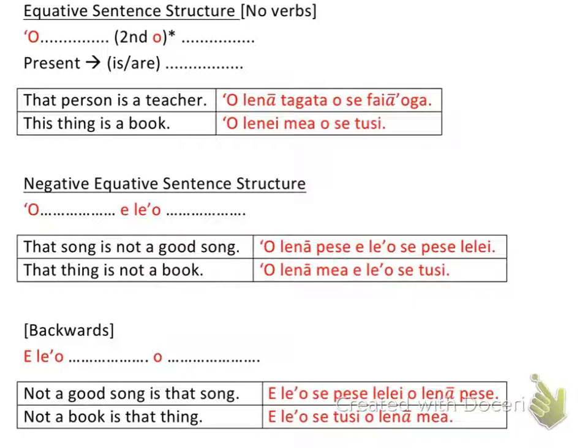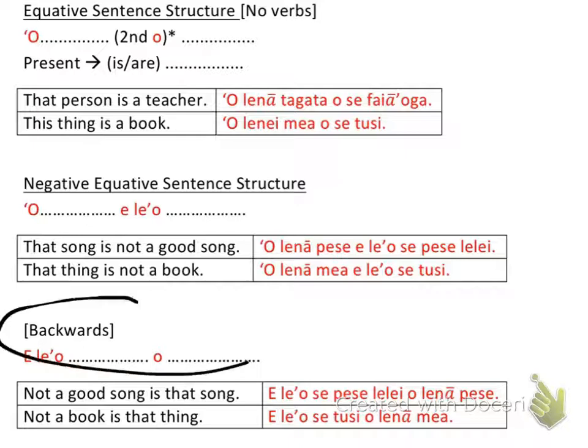Again, I want you to pause the video for this statement right here, identify the noun phrase, and then figure out what it's not. Okay? So hopefully you were able to figure out that thing, this right here, that thing is the noun phrase, and so I put a O before that thing, and so that is olanamea. And then I'm saying is not, and so I say a leo, and then I would say a book, which is se tusi. Okay? Olanamea a leo se tusi is the way that I say that thing is not a book. Okay? So that's one way to do the negative equative sentence structure.